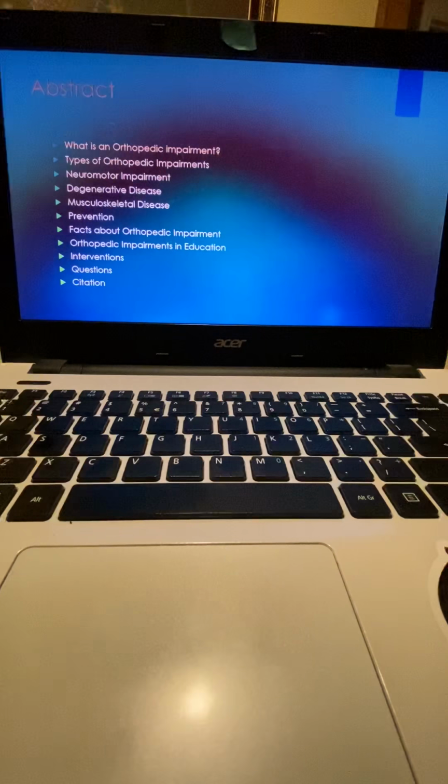So a little bit about my abstract. I'm going to be talking about several things, which include but are not limited to what is orthopedic impairment, the types of orthopedic impairments that there are, a breakdown of neuromotor impairment, degenerative disease, and musculoskeletal disease, the prevention, and if there is anything available in order to prevent orthopedic impairment, some facts that are apparent for orthopedic impairment, as well as how education factors in when it comes to these types of conditions, interventions that are given, and lastly but not leastly, the questions and the citations for where I derived my information from.